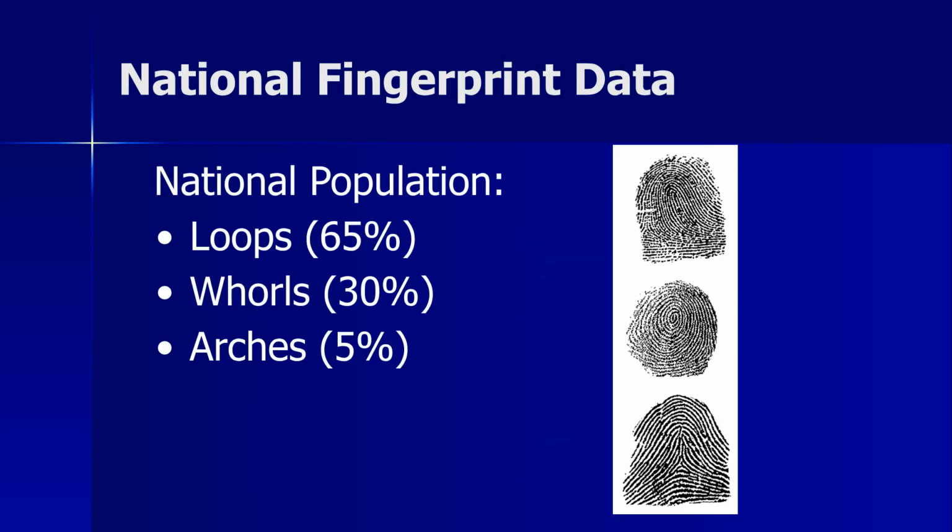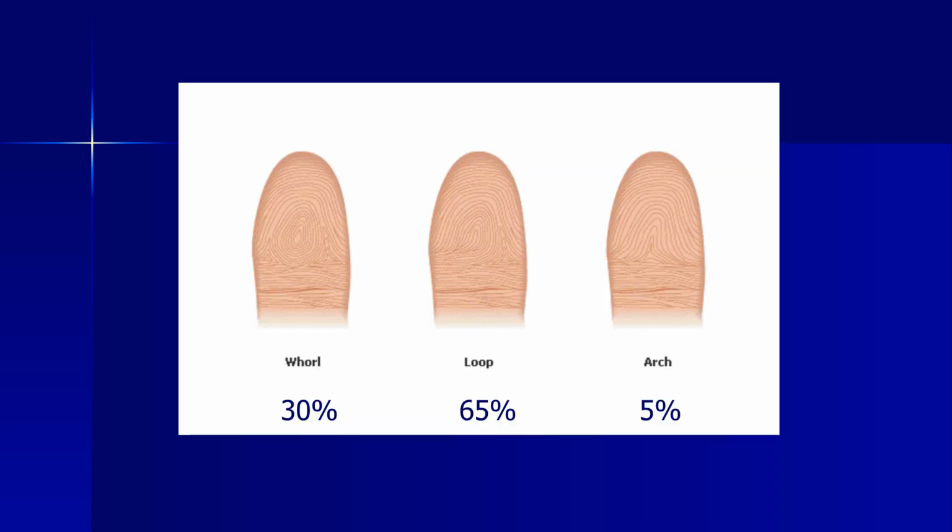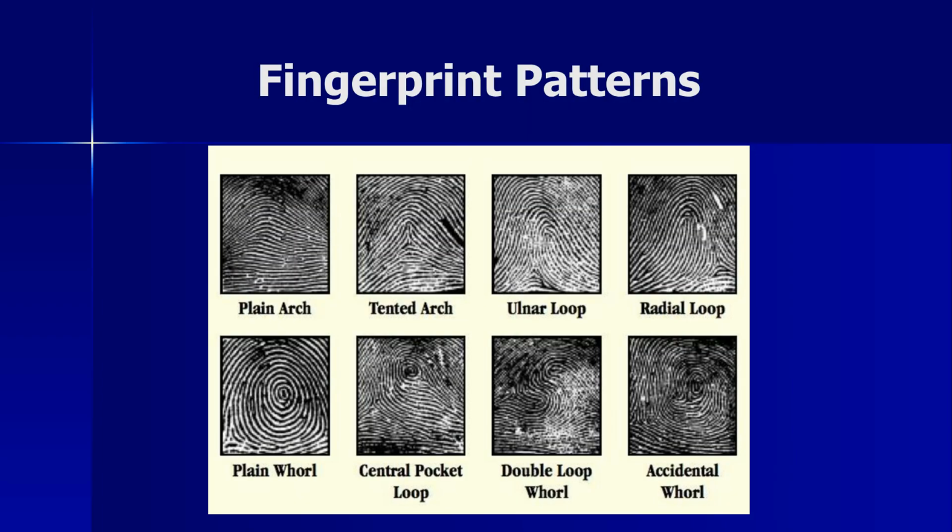Nationally, loops are the most common pattern at 65%, followed by whorls at 30% and arches at 5%. This chart visually represents the national distribution: loops at 65%, whorls at 30%, and arches at 5%. Beyond the three main classes, there are more detailed patterns like plain arch, tented arch, ulnar loop, radial loop, plain whorl, central pocket loop, double loop whorl, and accidental whorl.